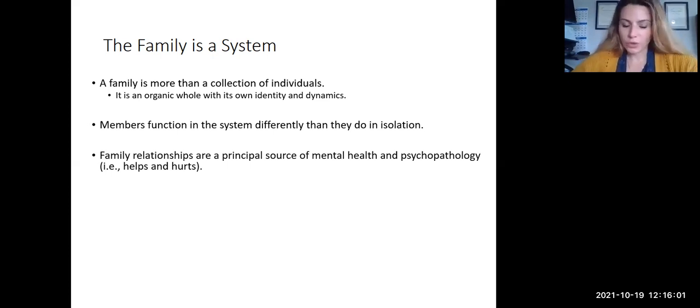Family relationships or the role that CSOs play is really, really vital in the sense that it is bi-directional. So they tend to be a principal source for both mental health and psychopathology. So that means that unhealthy systems really hurt people and healthy systems really help people.